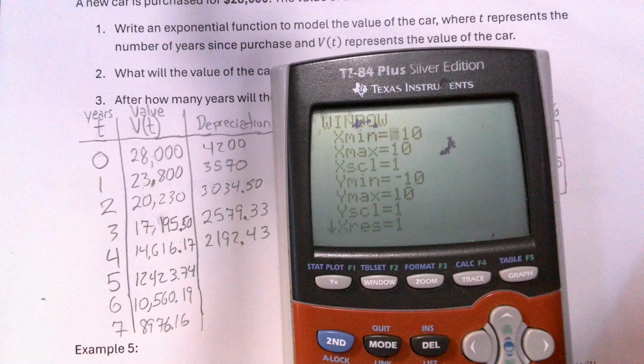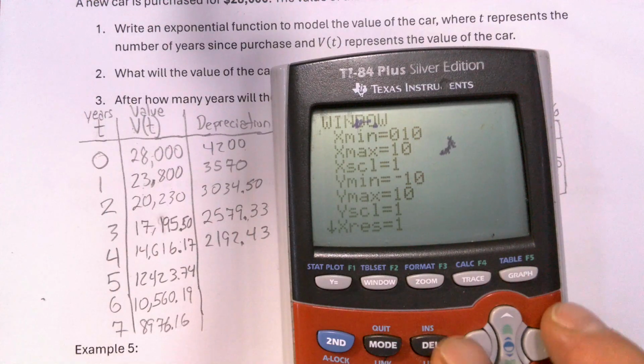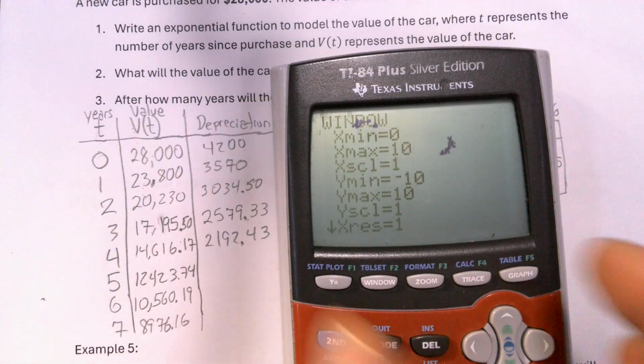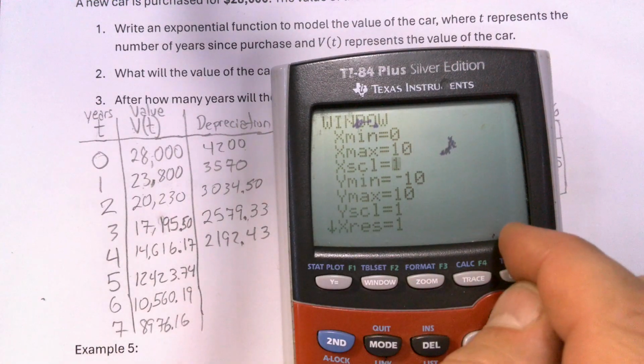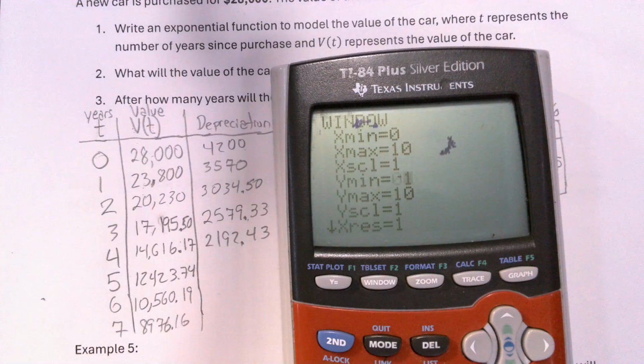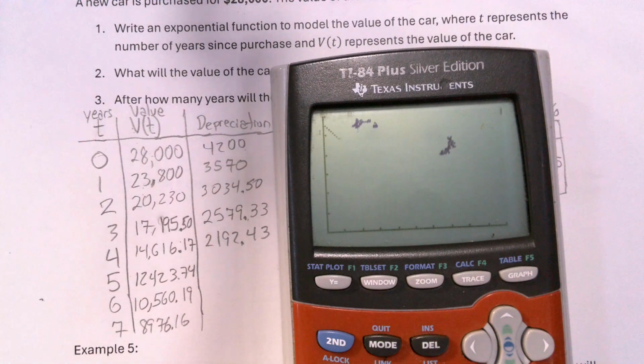And then I want to change the window right away because I'm going to start at 0, and let's go to 10. Sorry, clear that. 0 for the min and 10 for the max. All that's saying is the horizontal axis will go from 0 to 10. And then we're going to have to get our y to go all the way up to at least 28,000. So I'm going to do 30,000. And I can tell it how often to put tick marks. Let's put a tick mark every 5,000. And then I'm going to graph this.